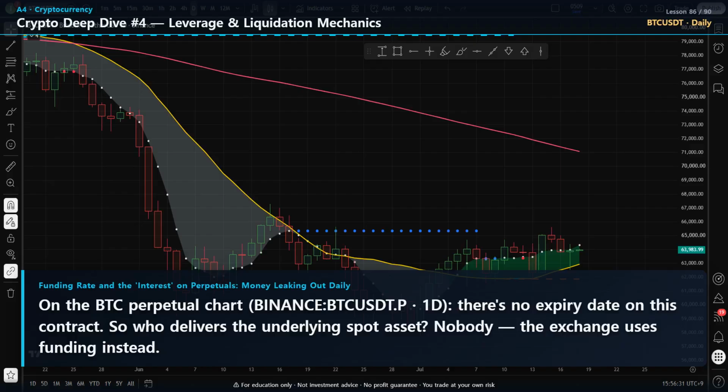On the Bitcoin perpetual chart, Binance, Bitcoin 1D, there is no expiry date on this contract. So, who delivers the underlying spot asset? Nobody. The exchange uses funding instead.